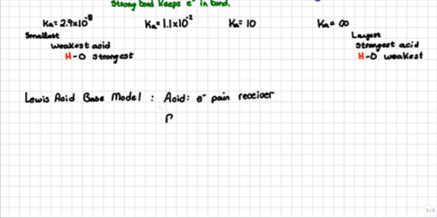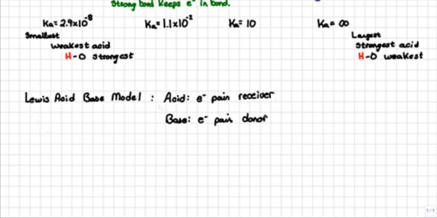A base, on the other hand, is something called an electron pair donor. Interesting that no mention is made whatsoever of hydrogens. Now, rest assured that the Lewis acid-base model, when applied to those things that we already recognize as acids and bases, either Lowry-Bronsted or Arrhenius, it'll work just fine there too. But the Lewis acid-base model applies to even greater numbers of situations.